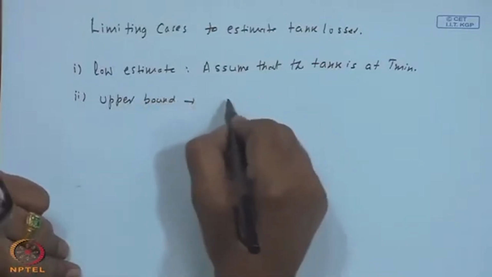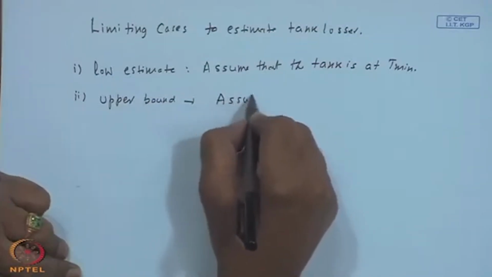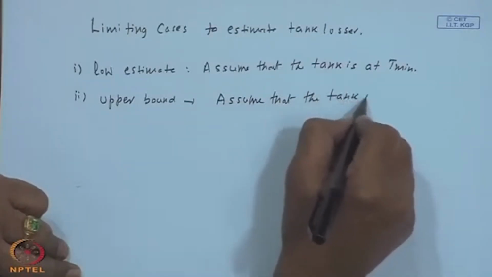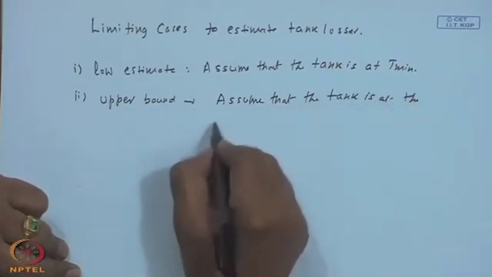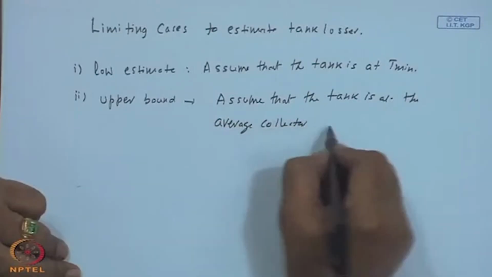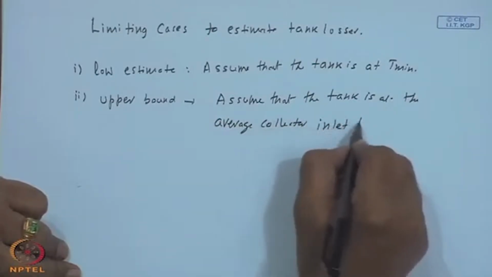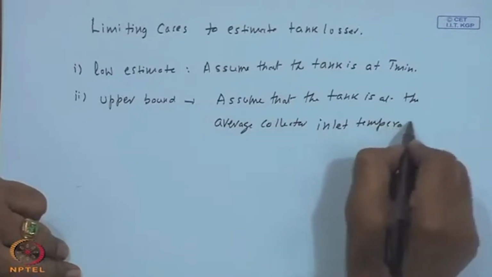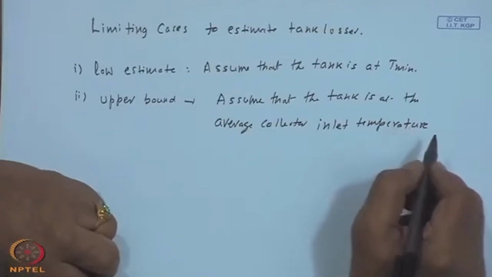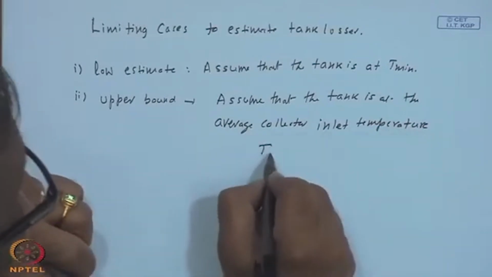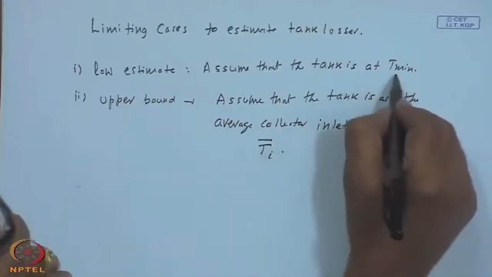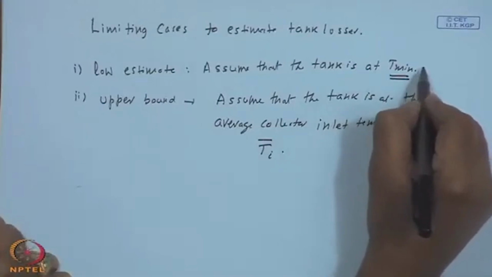is to assume that the tank is at the average collector inlet temperature. This is essentially equal to the outlet temperature, because once it stops increasing, the pump is cut off. So, this I will call T I bar. Now, this T minimum is no problem, this is known, is specified.